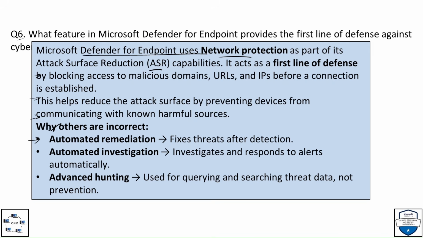It acts as a first line of defense by blocking access to malicious domains, URLs, and IP addresses before a connection is established. This helps reduce the attack surface by preventing devices from communicating with known harmful sources. So why the other options are incorrect? Automated remediation fixes threats after detection. Automated investigation investigates and responds to alerts automatically. And advanced hunting is used for querying and searching threat data, not prevention.